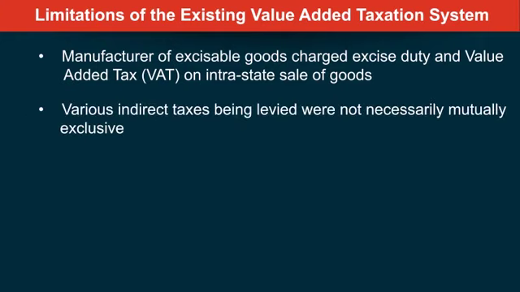Next, various indirect taxes being levied were not necessarily mutually exclusive. As we have seen in the example, the person who is a manufacturer is paying excise duty and the same person is paying VAT. So there is no clear-cut segregation of who will pay which kind of tax liability. Even though definition-wise it is a segregation, practically one person ends up paying more than one tax liability.